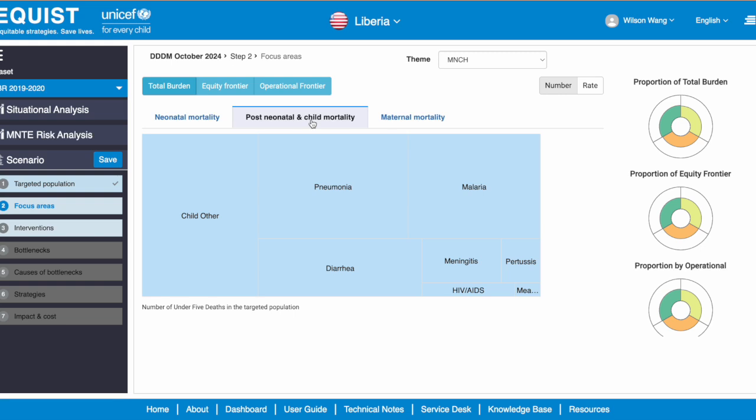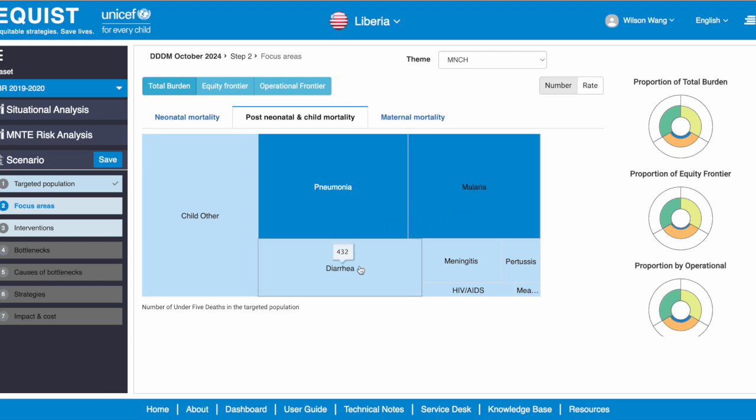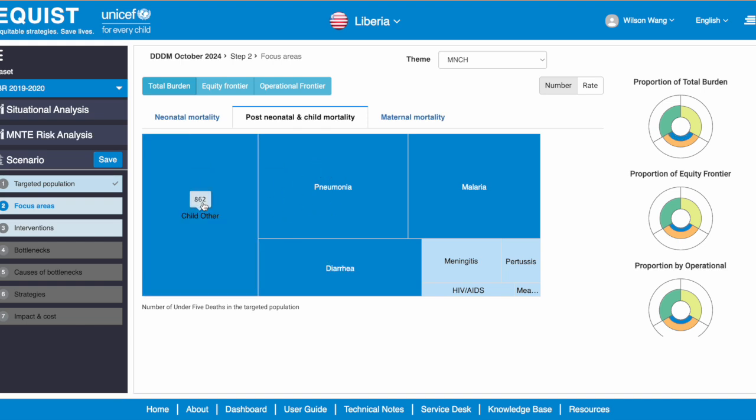So here now you have to pick the focus areas. Again, you have to decide not only where you want to go, but you have to decide what you want to do with regards to what disease it is. You have to choose what disease you want to do. In this case, I'm just going to pick the top causes of under 5 mortality, which includes other. And you'd have to look in the details about what actually other is.